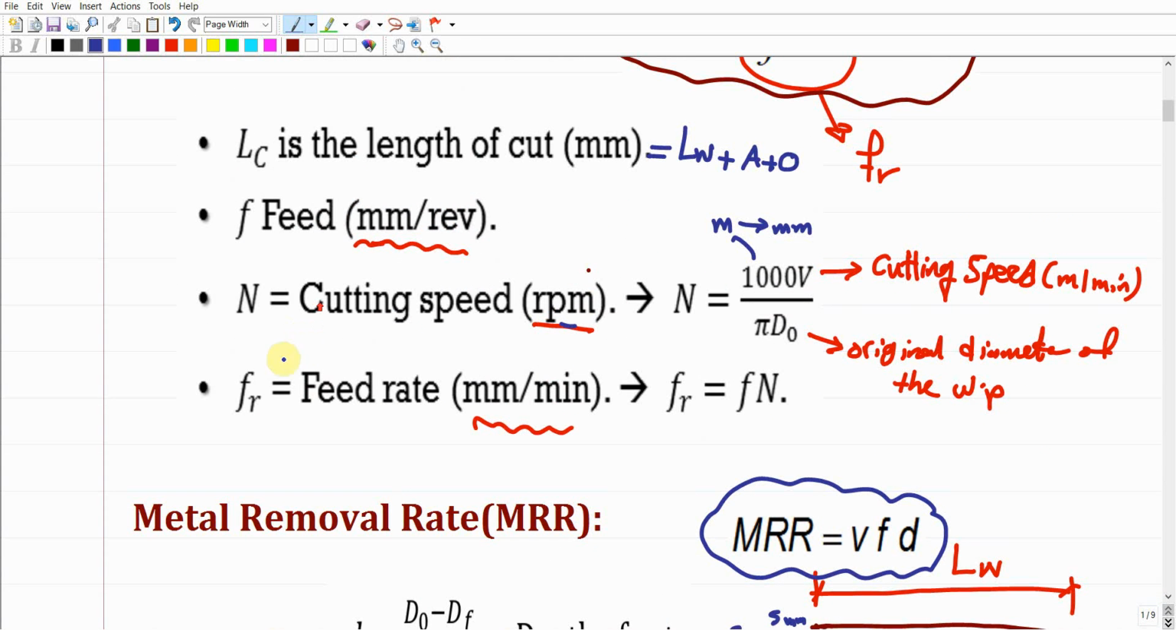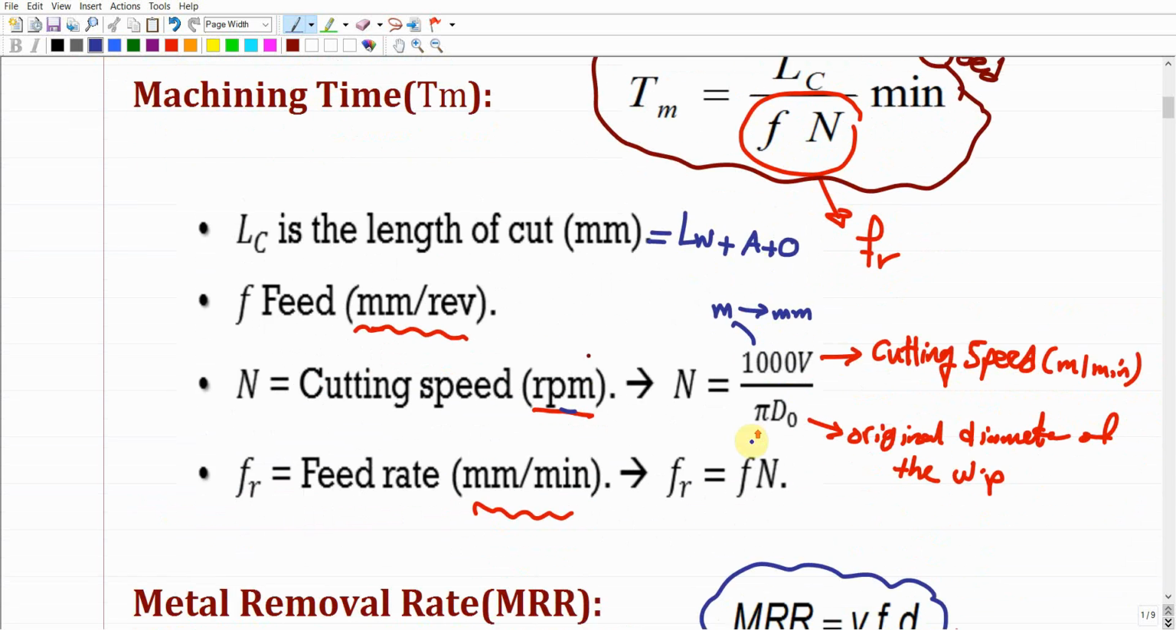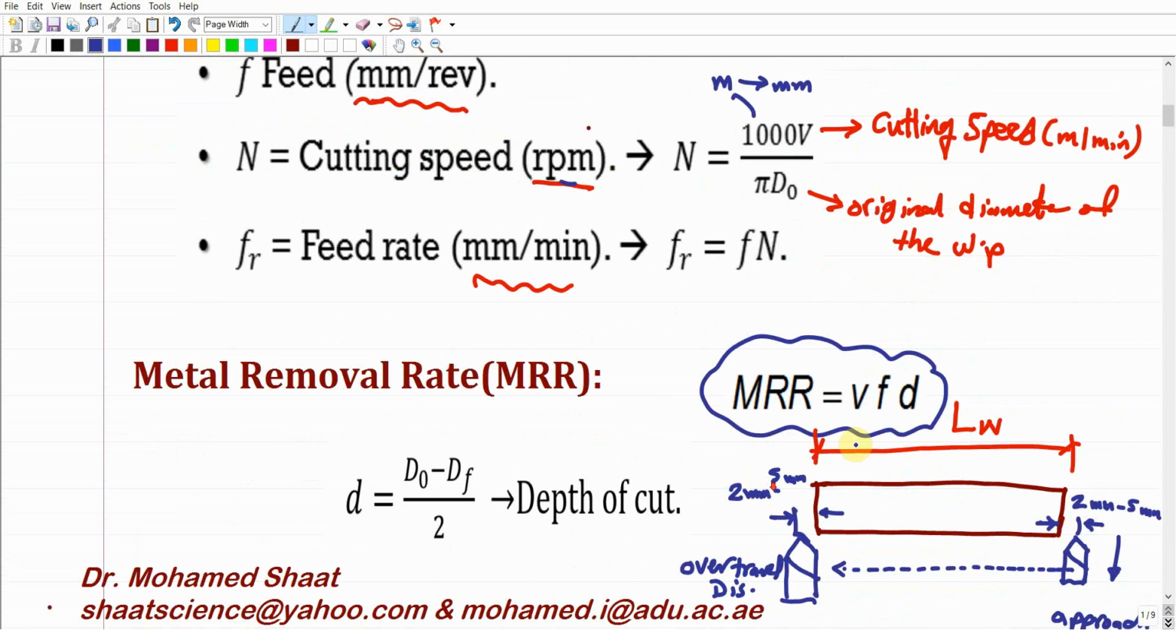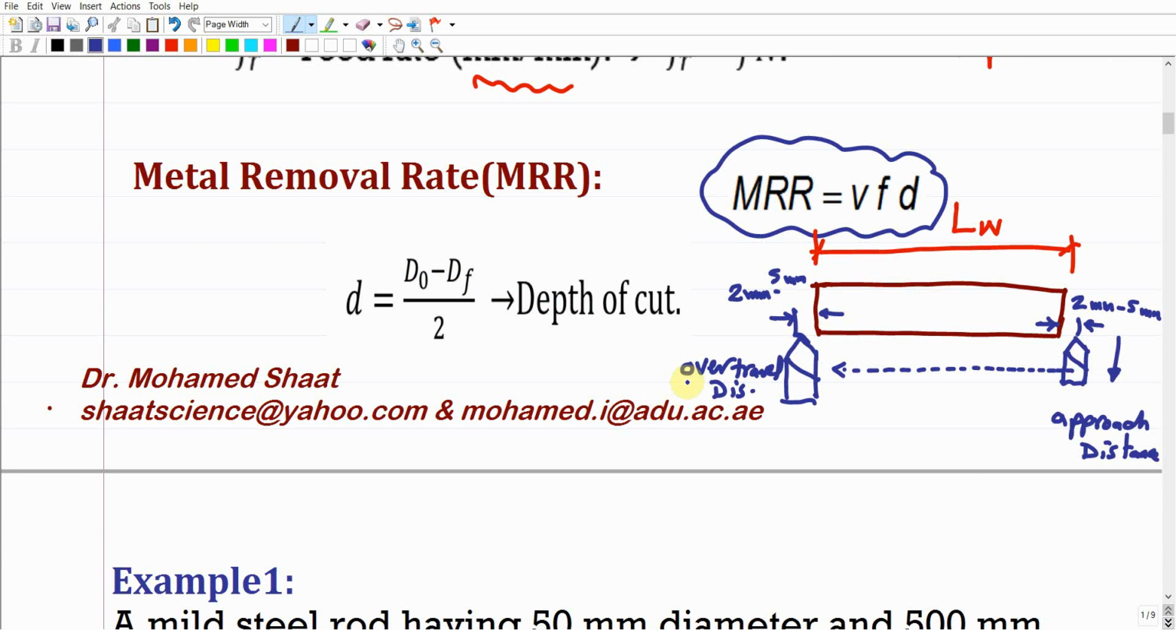You have to distinguish between FR and F, N and V, and know exactly which parameter you should substitute or use for both equations. Here we have to use F and N. Here we have to use F and V. What is D? This is the depth of cut. What is the depth of cut?